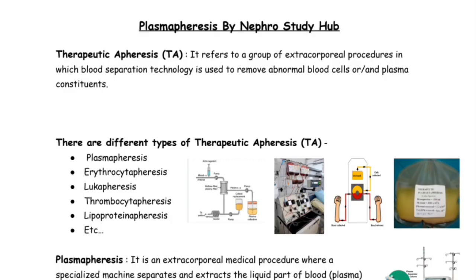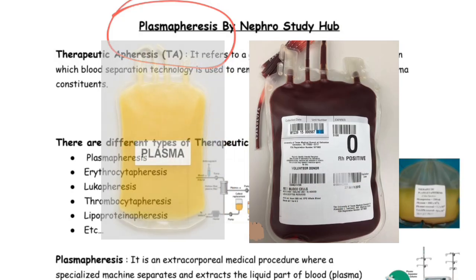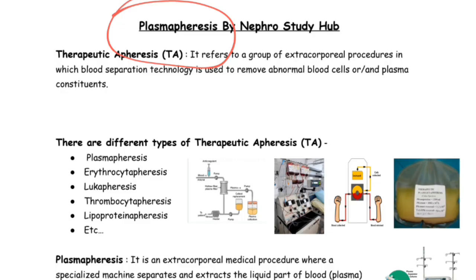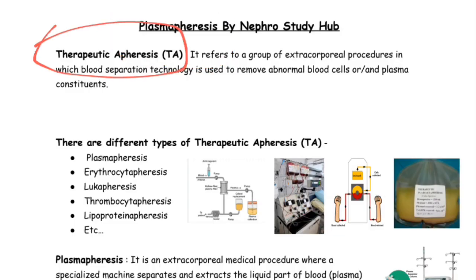Today we are going to learn about plasmapheresis. So what is plasmapheresis? Plasmapheresis is a process where plasma is separated from the blood. That is called plasmapheresis. But is that all plasmapheresis is? No. The main thing is therapeutic apheresis. So what is therapeutic apheresis?